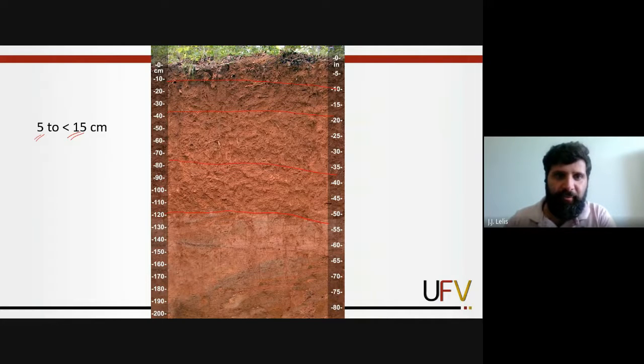and I can see that this material has a reddish color, and this is a brown reddish color, and here we have a transitional between this and that. So we have a transitional zone.